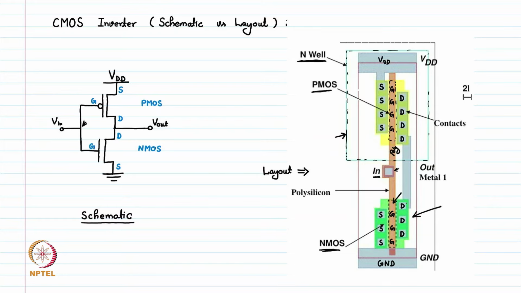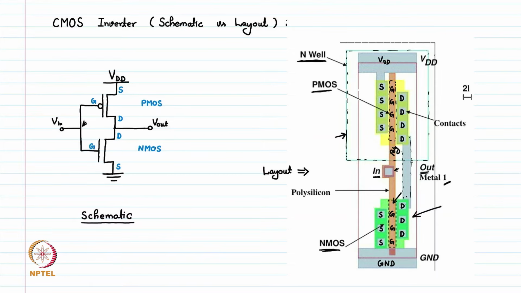So you see this drain connection is connected through this metal line, and we call it the output node. So here we can see this metal 1. The output, or the drains of both of these transistors, are connected through metal lines, and metal is generally shown as blue color in the layout. So this node, which is the output node, is shown as metal 1.